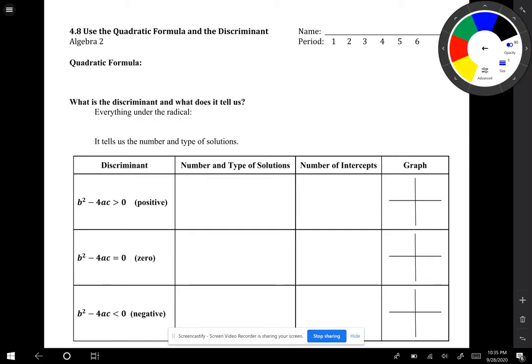So the first method that we used to solve a quadratic was factoring. The second method was solving by square roots. The third method was completing the square, and this is the fourth and final method, and it's the quadratic formula.